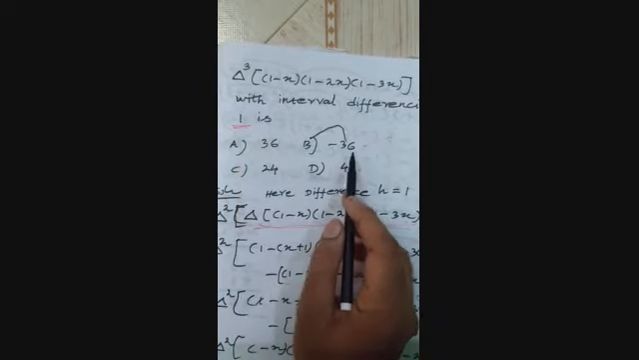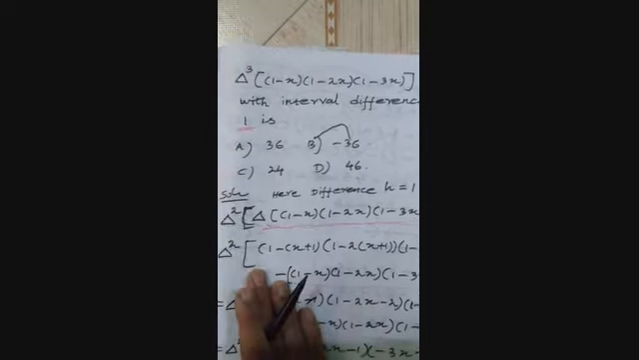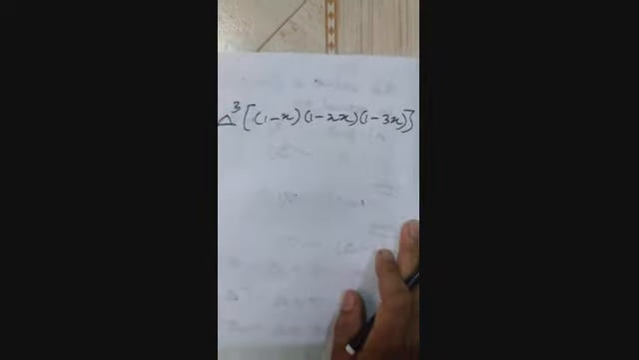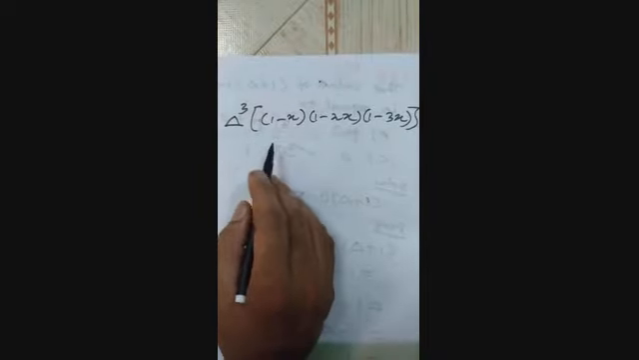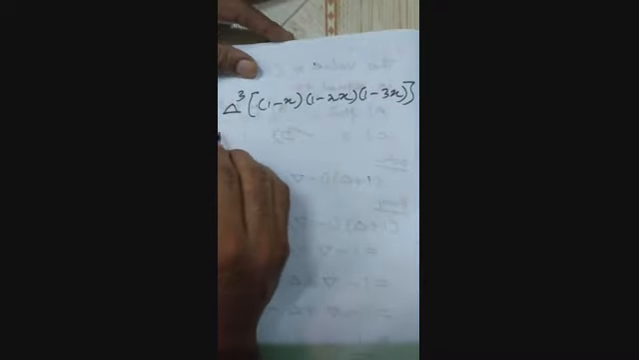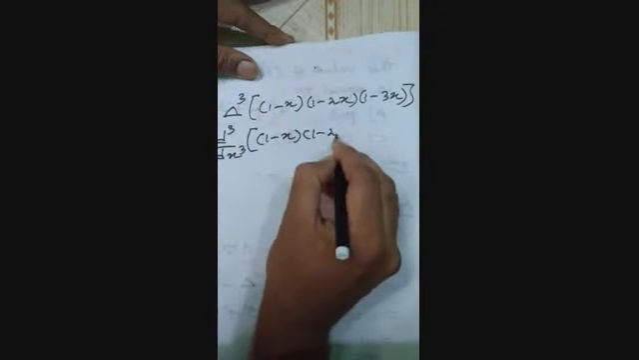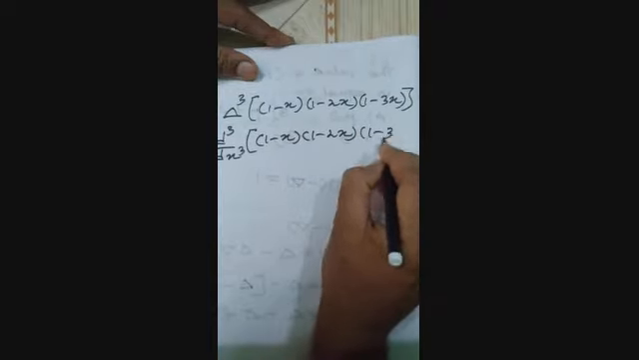But the easiest way we can solve this now. The same problem we are going to solve in a very easy way. So I have written that problem as it is. Delta cube is nothing but d cube by dx cube of (1 minus x)(1 minus 2x)(1 minus 3x).